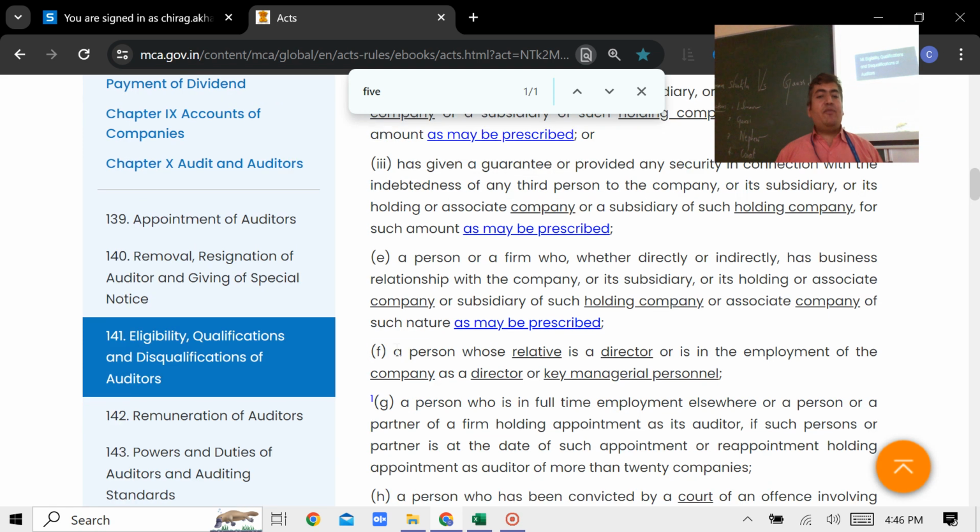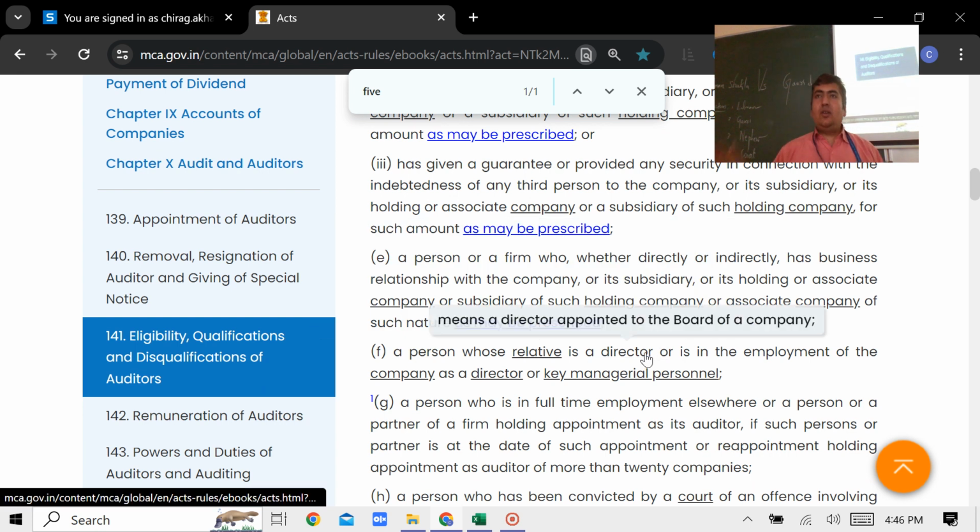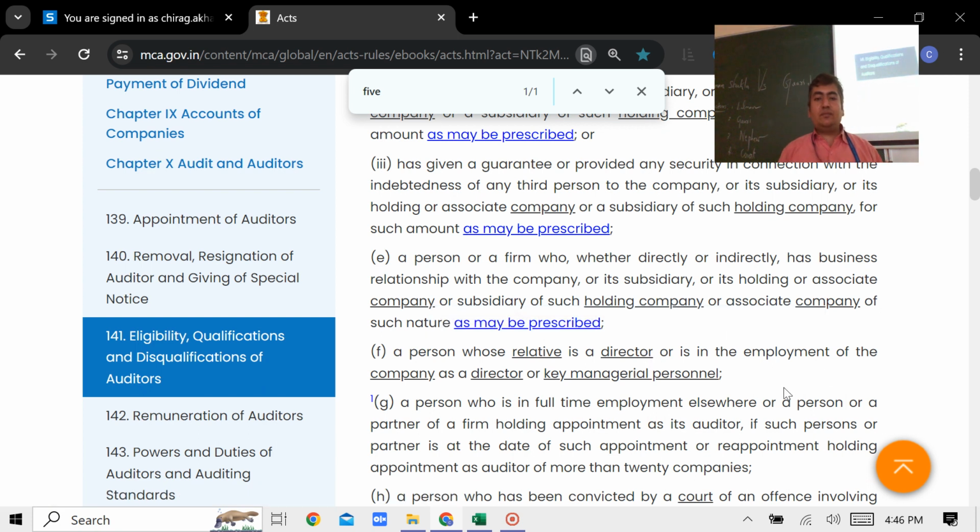After that guys, this F point, I don't want to go into much detail because it's clearly written that a person whose relative is a director, you're disqualified. Your brother is the director in a company, can you be appointed as the auditor? Answer is no. Okay. Second, it is written that a relative is a director or is in the employment. Now this kind of questions are possible. Paras's brother is the normal accountant in the company, can he be appointed as the auditor in the company?